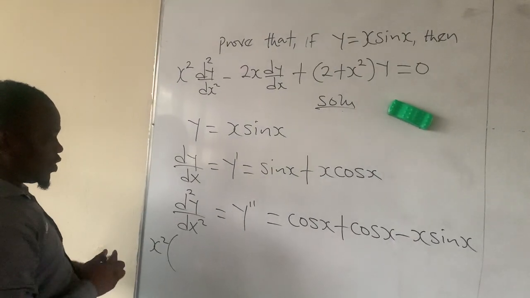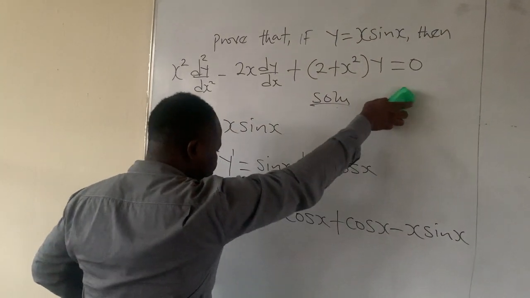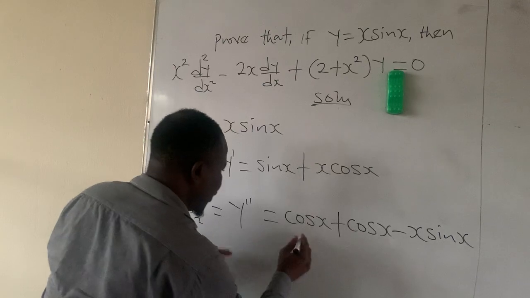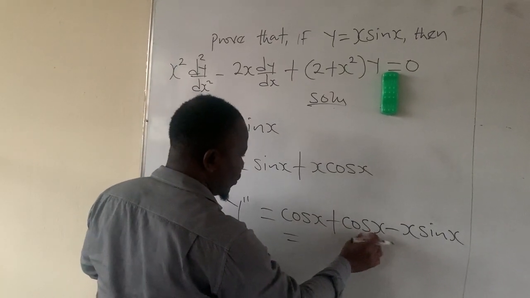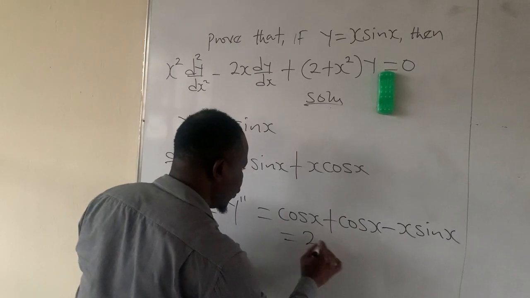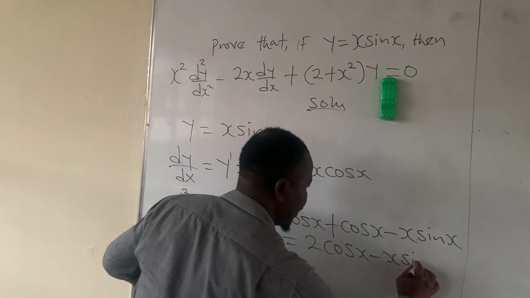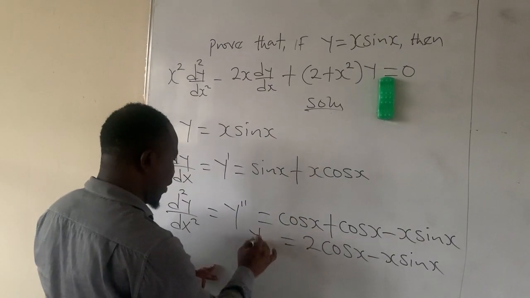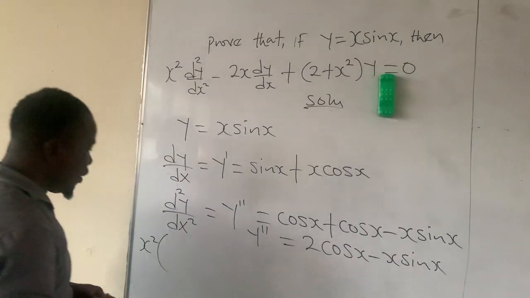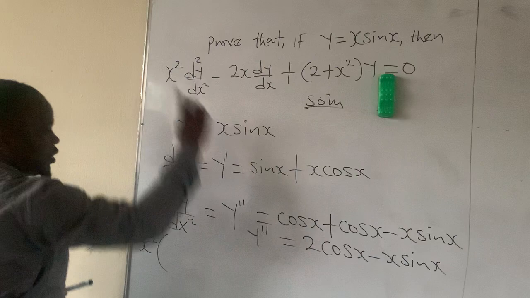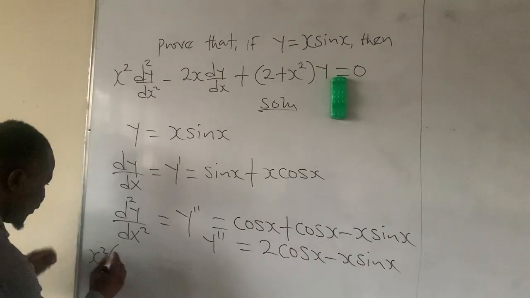Note that this is the same. Now we can add cos x and cos x together to give us 2 cos x minus x sine x. It implies that our y prime prime is equal to this. This is the same as this. Is that clear? So now, instead of this, we will write 2 cos x minus x sine x here.